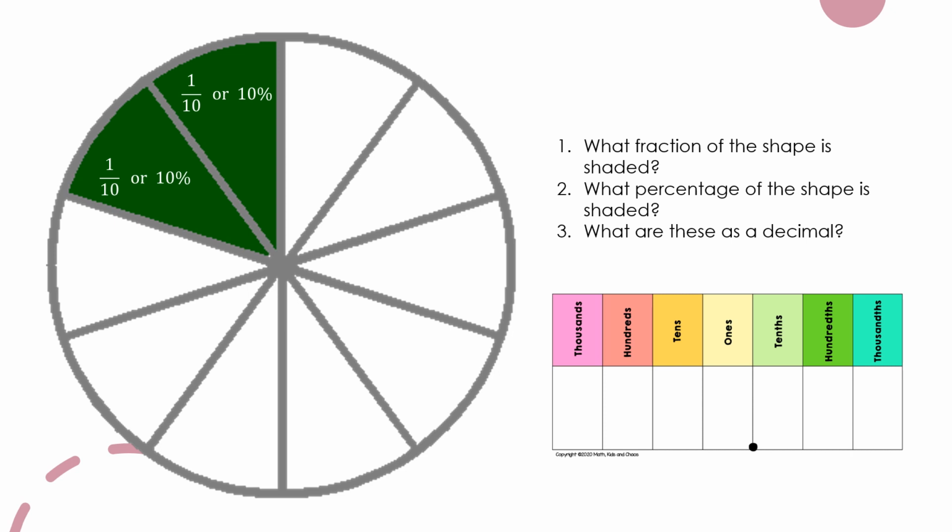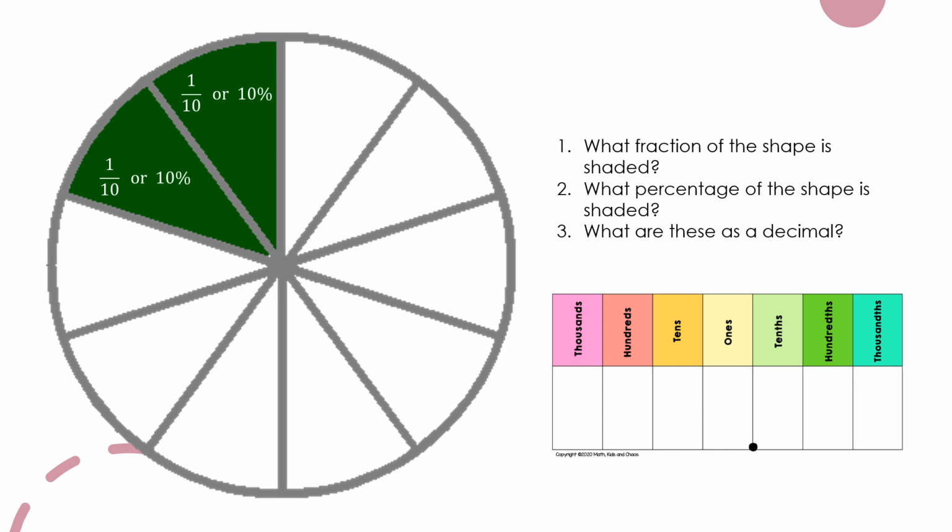Firstly, I can see that the total number of parts is 10, and I know that the whole, when working with percentages, is 100. So I need to divide 100 by 10, remembering that I'm dividing by the total number of parts and not just the shaded parts, which gives me 10. So I know now that each part of the circle is worth 10%. Now I have to multiply that by the number of shaded parts, giving me 20. So I know now that 20% of the shape is shaded.